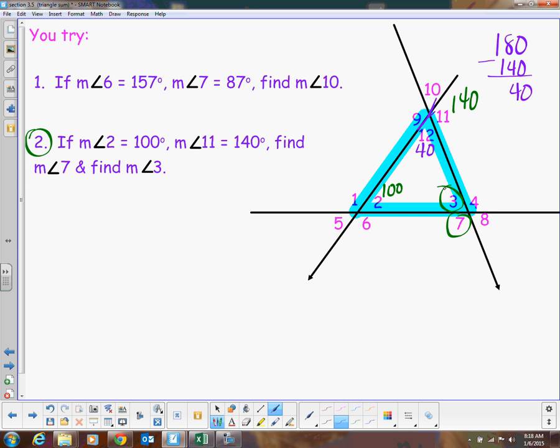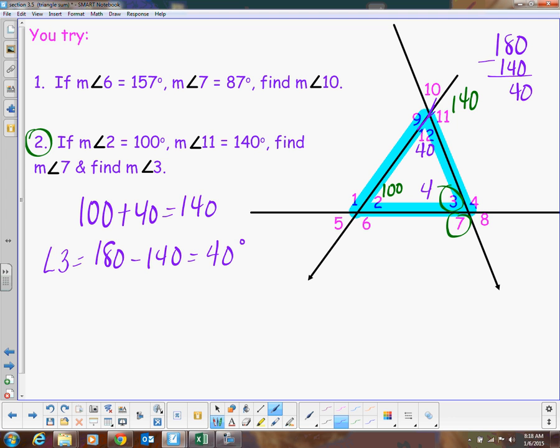How do you get angle 3? Where did I get 140? So I said 100 plus 40 is what? And then what do we do to get angle 3? 180 minus that is equal to 40 degrees. So this is 40 degrees. How am I going to get angle 7? Which 40 are you subtracting? The 3, that's correct, because this is what kind of relationship?